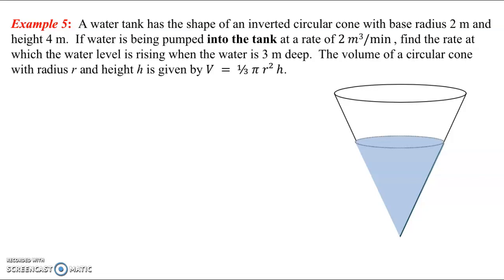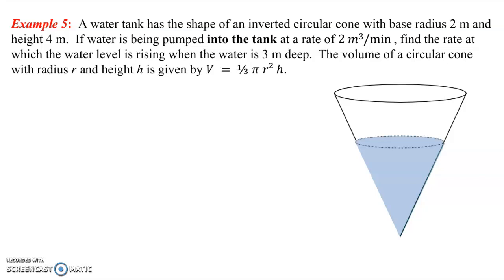From the worksheet that is in the Blackboard folder, this is example 5. It says a water tank has the shape of an inverted circular cone with a base radius of 2 meters and a height of 4 meters. If the water is being pumped into the tank at a rate of 2 meters cubed per minute, find the rate at which the water level is rising when the water is 3 meters deep. The volume of the circular cone with a radius of r and a height h is given by this formula.